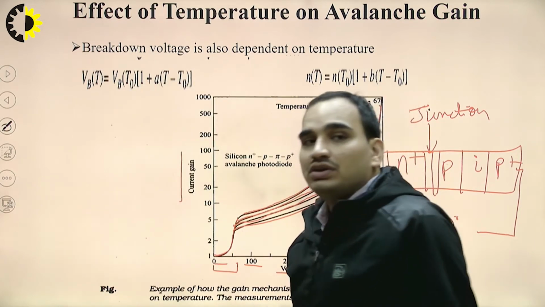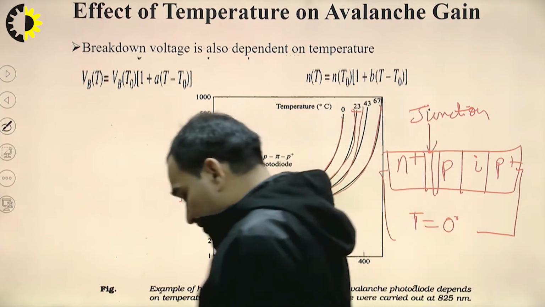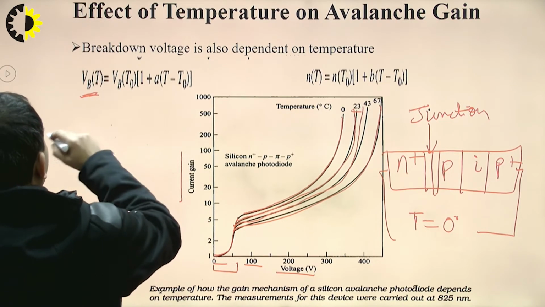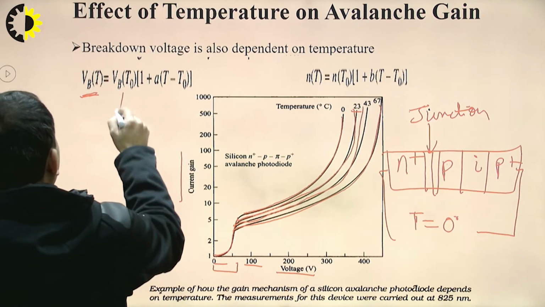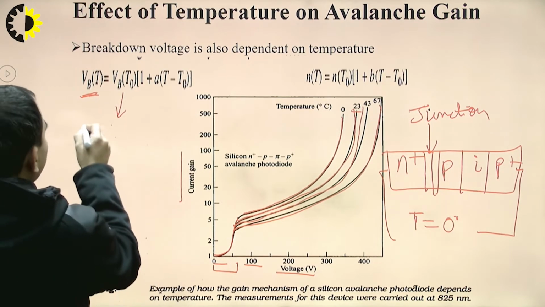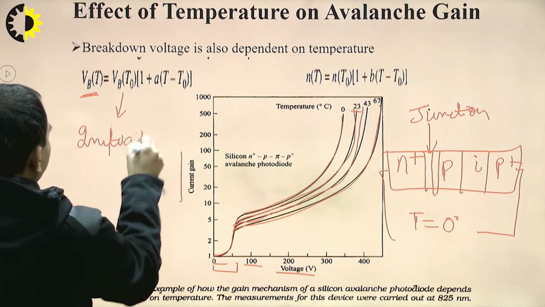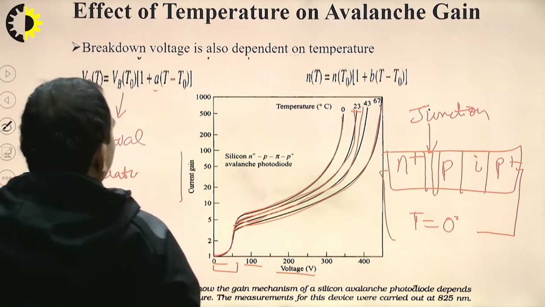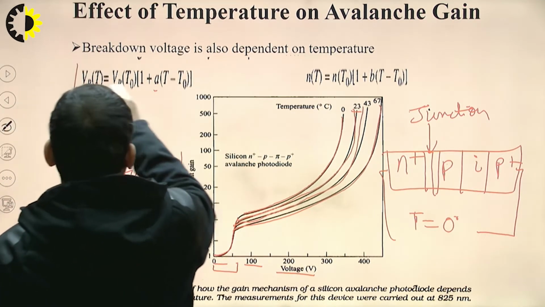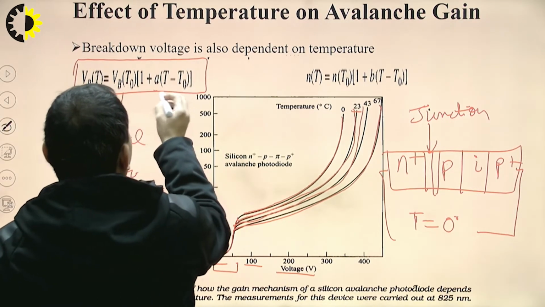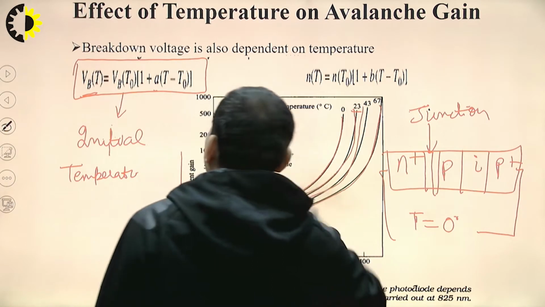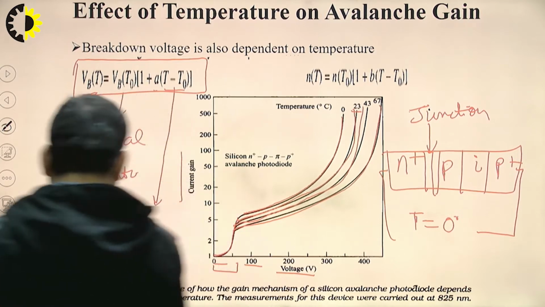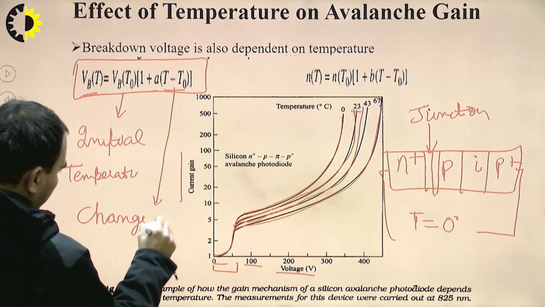Now if you talk about the bias voltage as a function of temperature, we can write that the bias voltage as a function of temperature is equal to the bias voltage at the initial temperature, where T naught is the initial temperature, alpha is a constant, multiplied by a function of T minus T naught. So T minus T naught is nothing but the change in temperature.